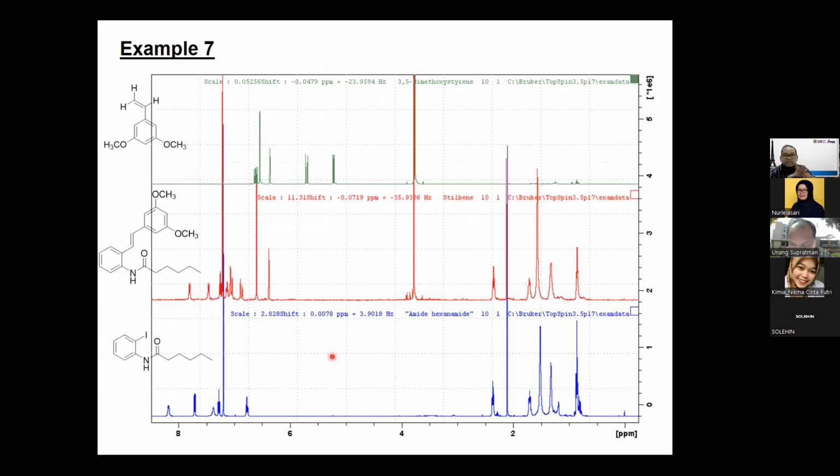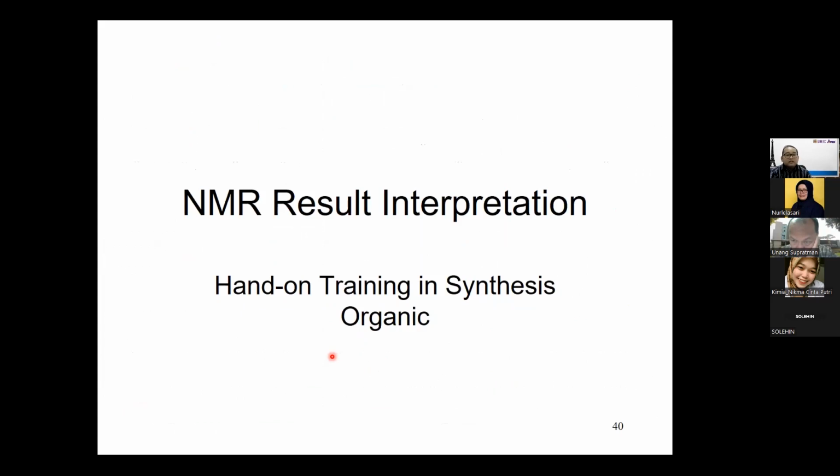This is experiment number 6. Okay, we will discuss this one later, because it is related to the examples we want to discuss. So we will do some hands-on training on NMR in organic synthesis. I believe I already gave some spectra to Prof. Unang, and I hope you print them, so we can do it together.